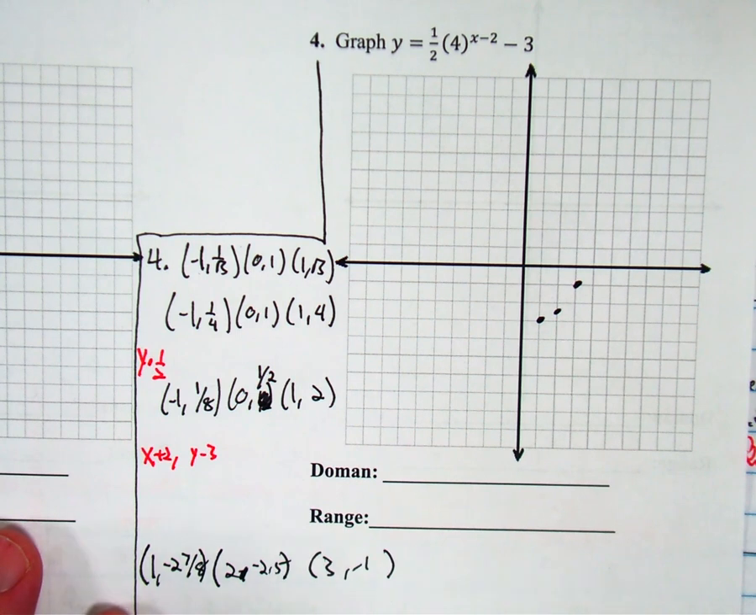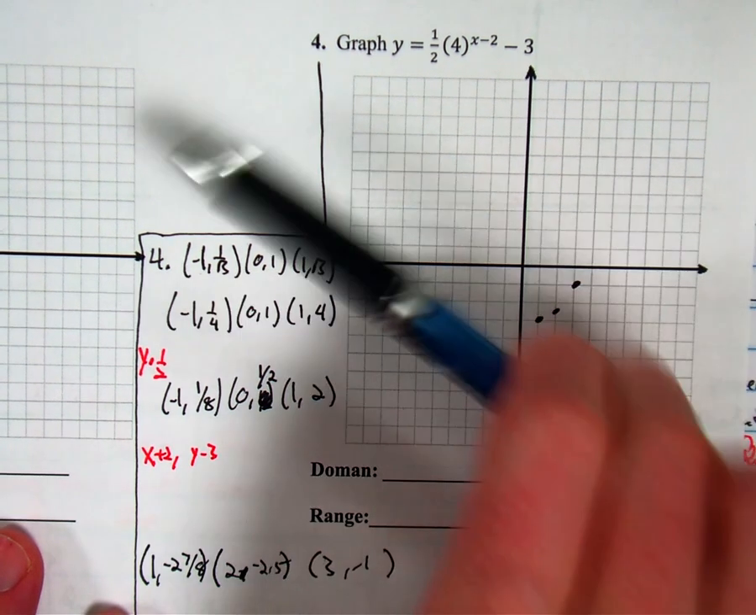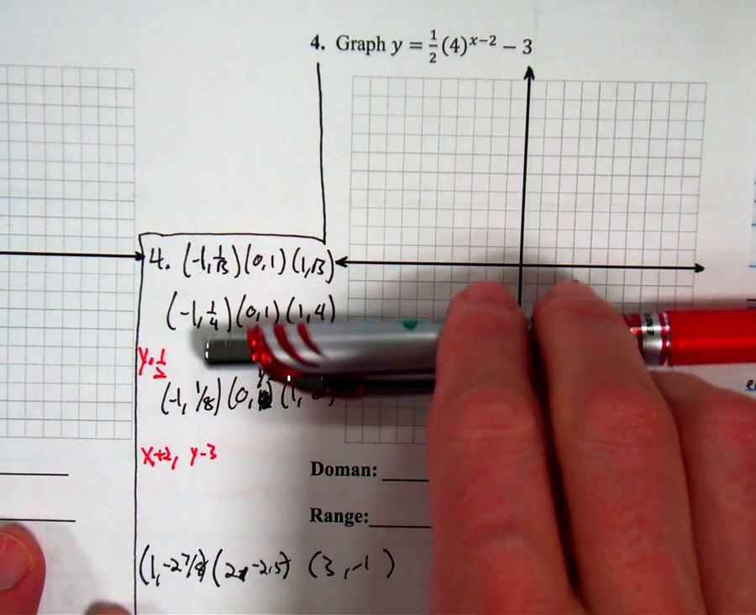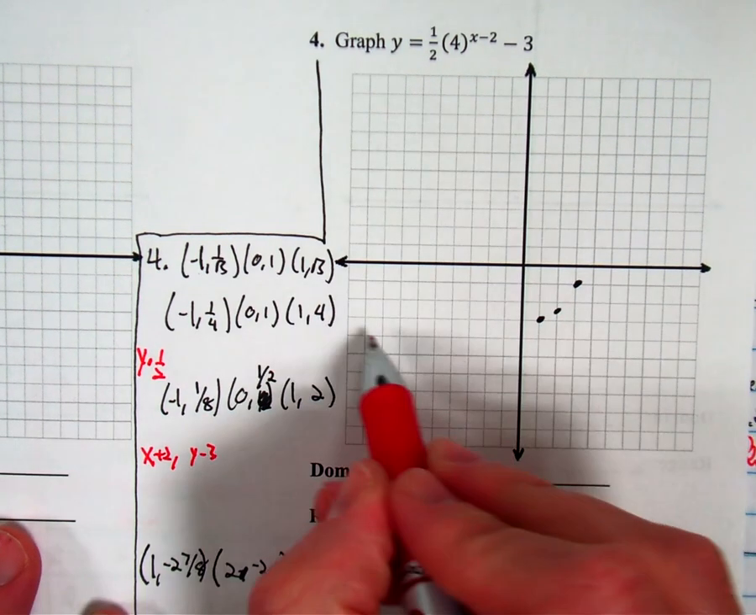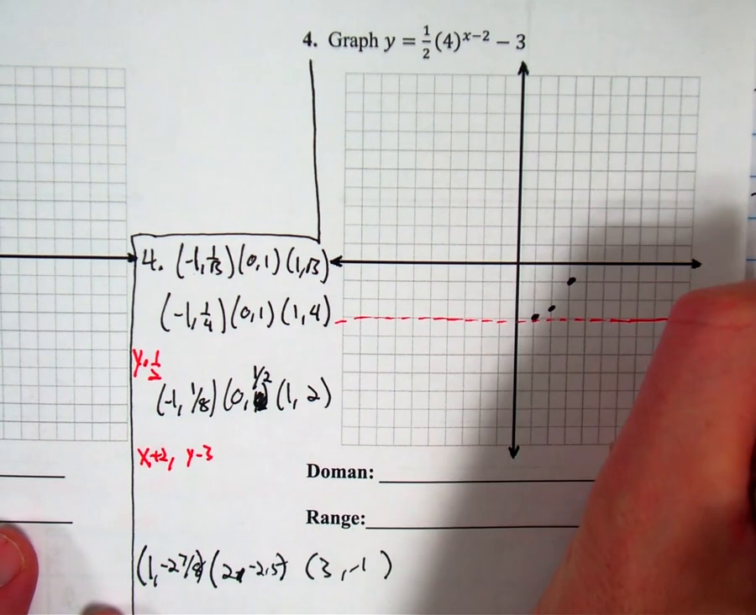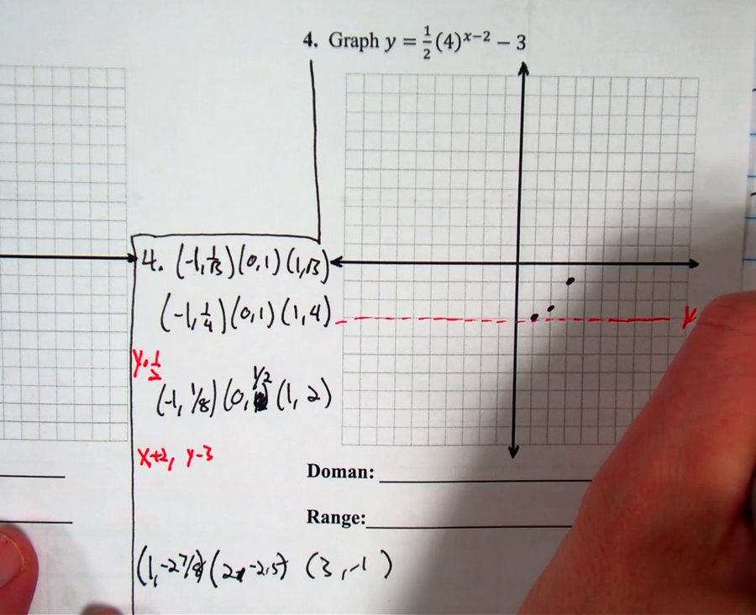Remember, our exponentials are going to have horizontal asymptotes. This was minus 3, so it's going to slide our horizontal asymptote down 3. We're at y equals negative 3.